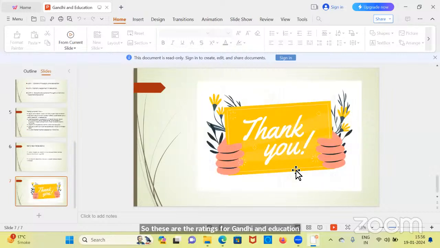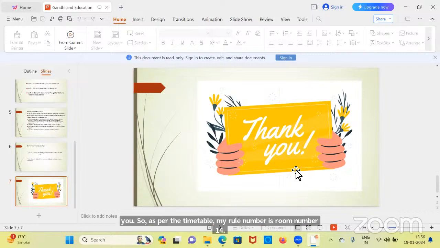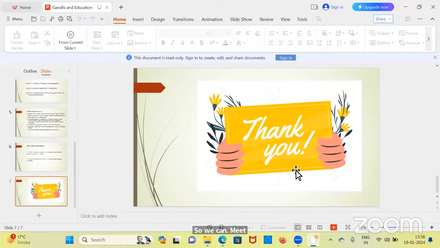Thank you. As per the timetable, my room number is room number 14. So we can meet on that day. If you have any doubts regarding this subject, we can clarify. Thank you.